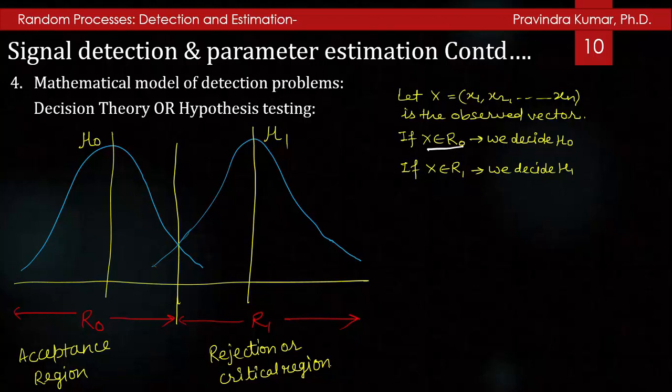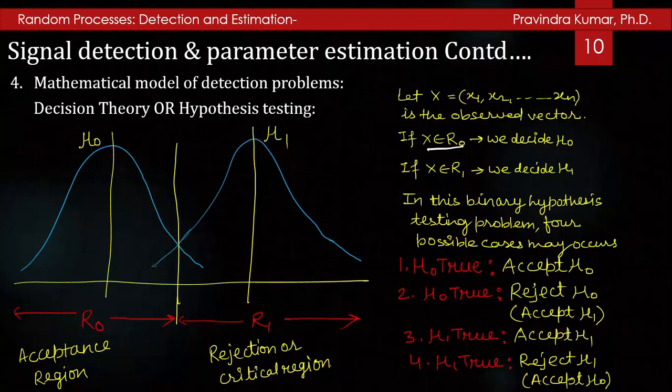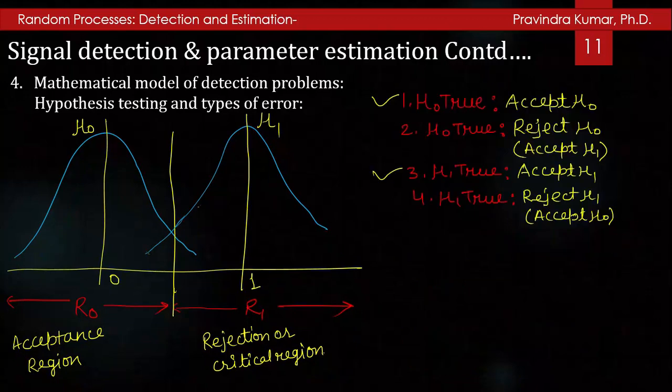For the binary hypothesis testing problem, four possible cases may occur, and these are: first, H0 true and we accept H0; second, H0 true but we accept H1, rejecting H0; third, H1 true and we accept H1; and fourth, H1 true but we reject H1 and accept H0. The first and third correspond to correct decisions. The second and fourth correspond to errors.